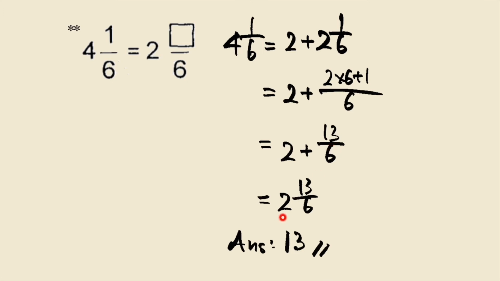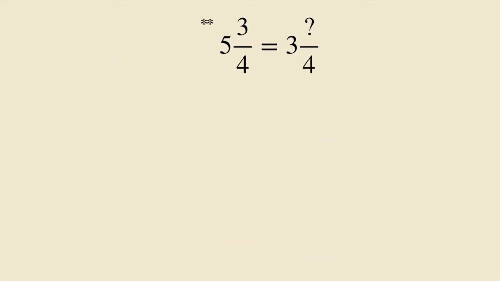See, the 2 wholes accounted for right here. What's left behind is 13/6. So our answer is 13. Okay, so this is how you do it numerically without having to draw all the marbles. Let's employ the same method as before.